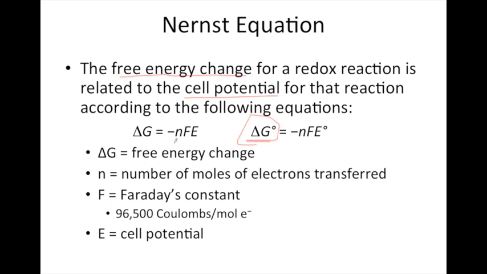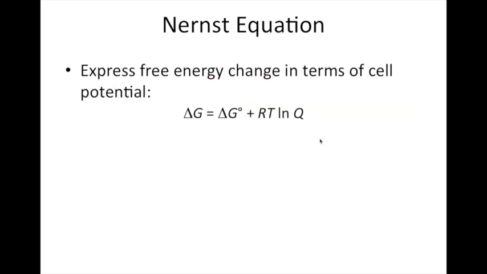n is the number of moles of electrons transferred. F is Faraday's constant, and E is the cell potential, or E naught is the standard cell potential. Well, we can combine these equations to help us get the Nernst equation.